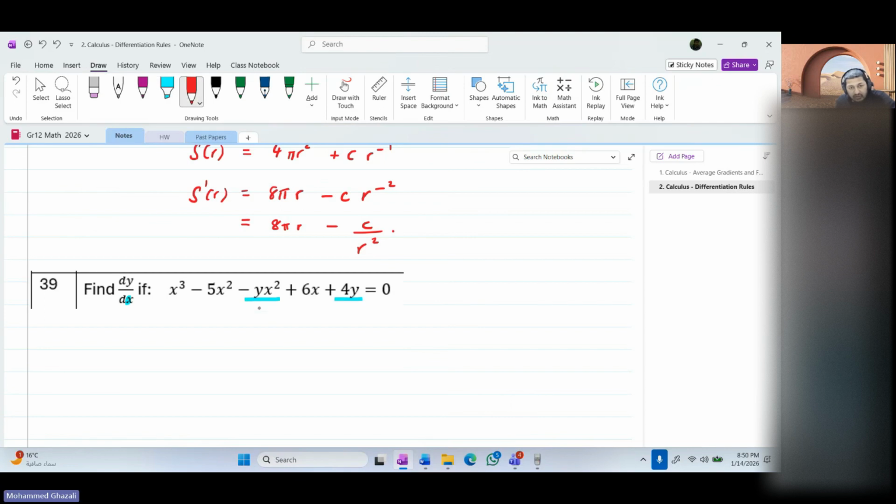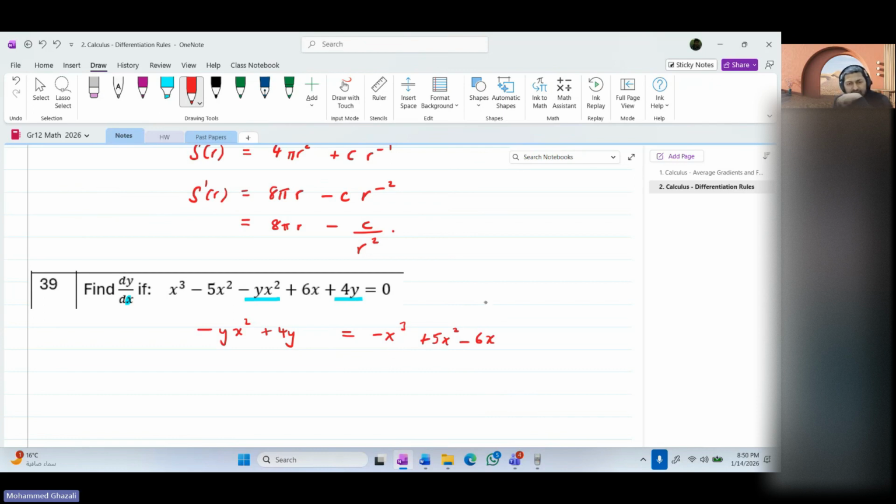So we're going to say, all right, minus y x squared plus 4y. Let me keep this on the side and throw everything else over. So that's negative x cubed plus 5x squared. What else do I have? Plus 6x, right? Goes on to the other side, becomes minus 6x. So what we have here, let me see.